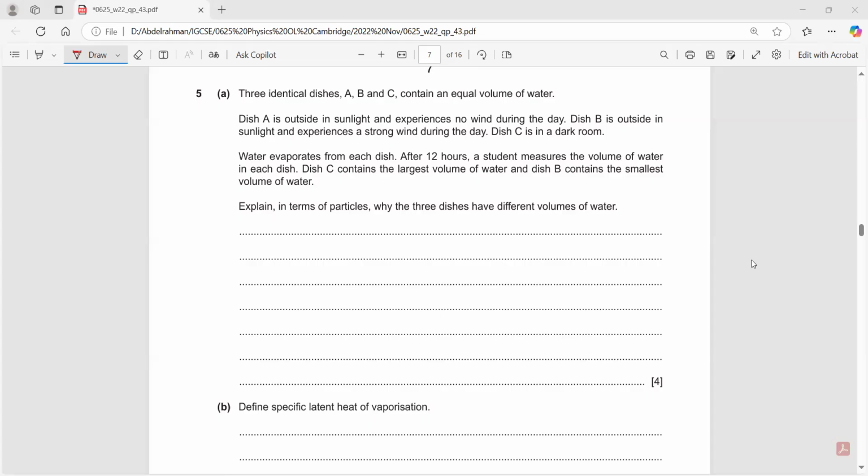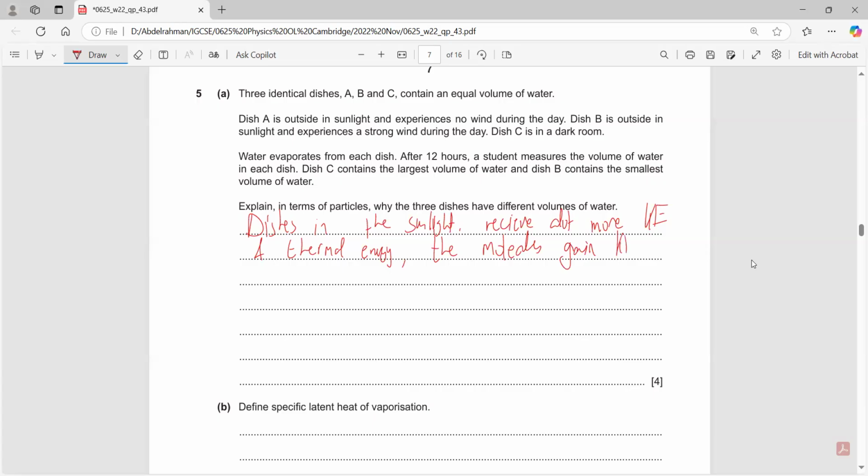So let's talk about them. First of all, the dishes in the sunlight receive a lot more kinetic energy and thermal energy, and therefore the molecules gain a lot more kinetic energy, rise to the surface, and escape, thus increasing the rate of evaporation. Okay, so these are the dishes in the sun.